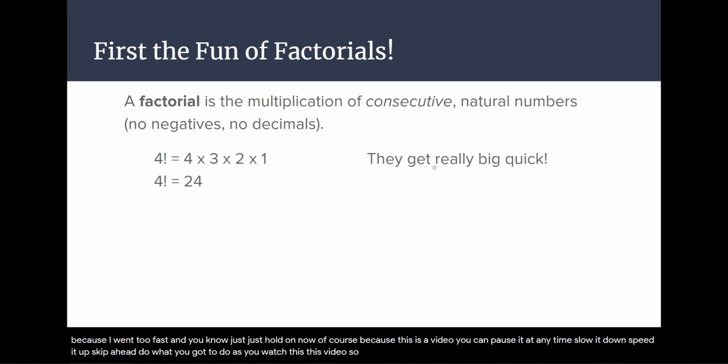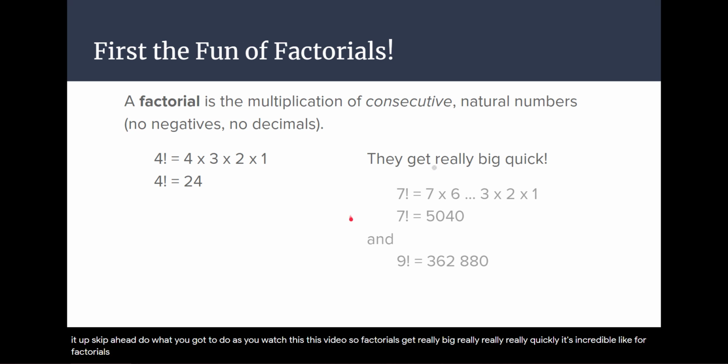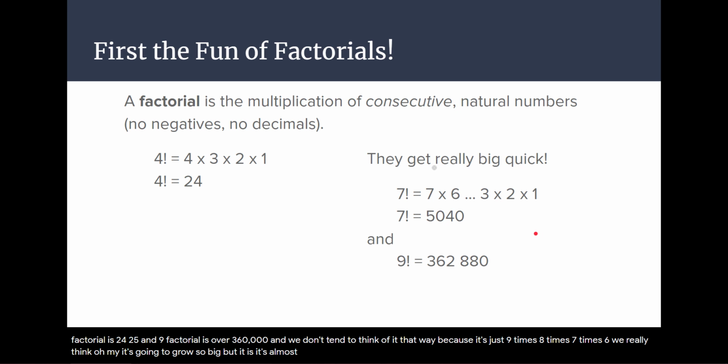So factorials get really big really quickly. It's incredible. Like 4 factorial is 24. Well, 7 factorial is over 5,000. And 9 factorial is over 360,000. And we don't tend to think of it that way because it's just 9 times 8 times 7 times 6. We don't really think, oh my, it's going to grow so big. But it is. It's almost exponential.